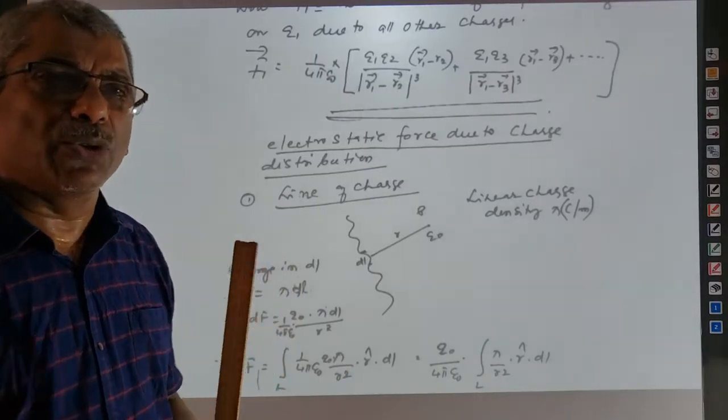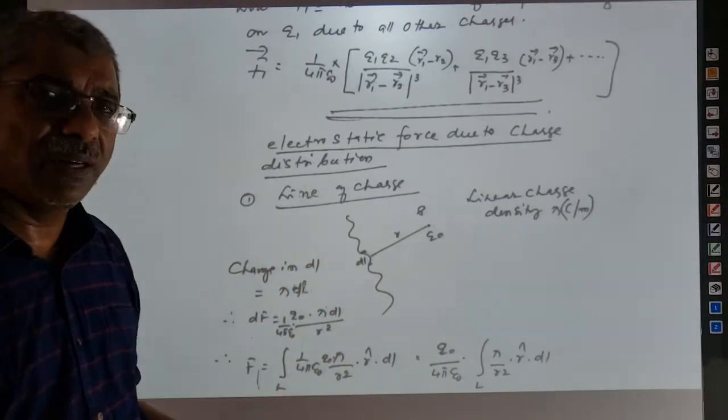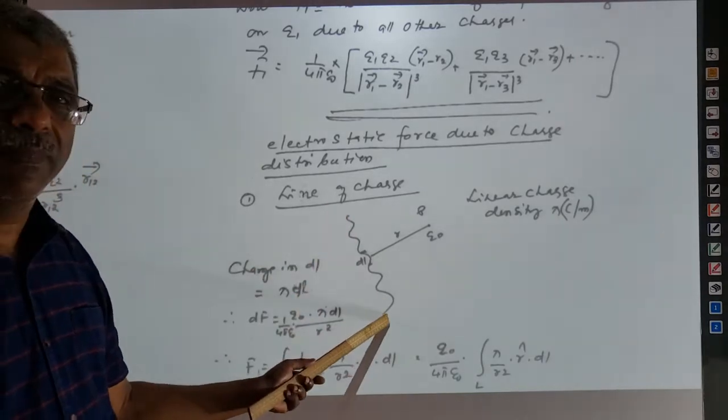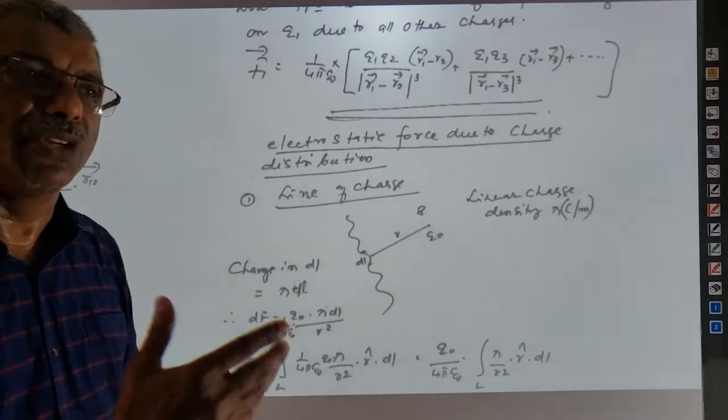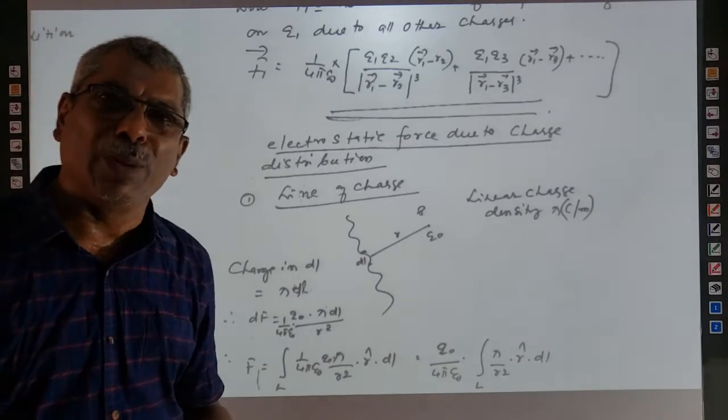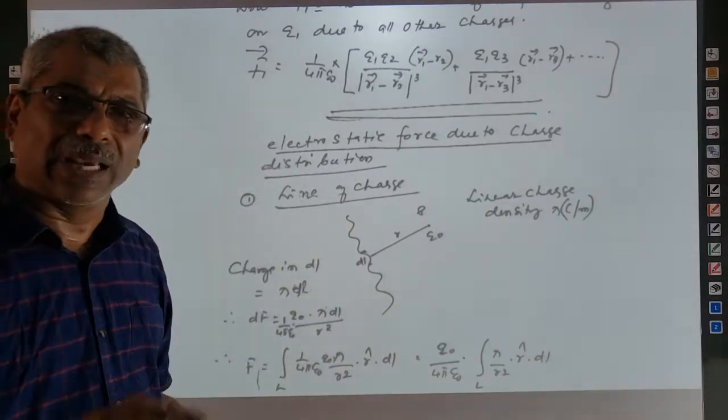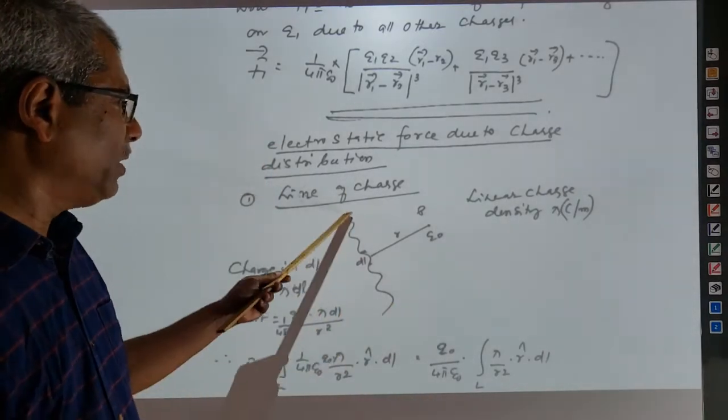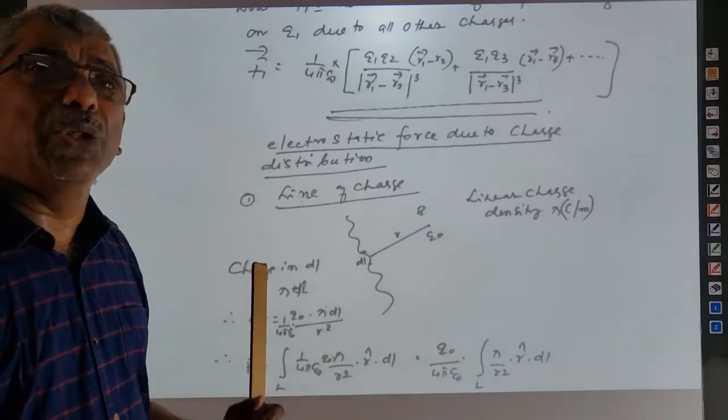Explain electrostatic force due to a line of charge. The line I have drawn as a zigzag, but it is not necessary; it can be a straight line also, no problem. Generally, I have made a curved line. This is charge, distributed uniformly.